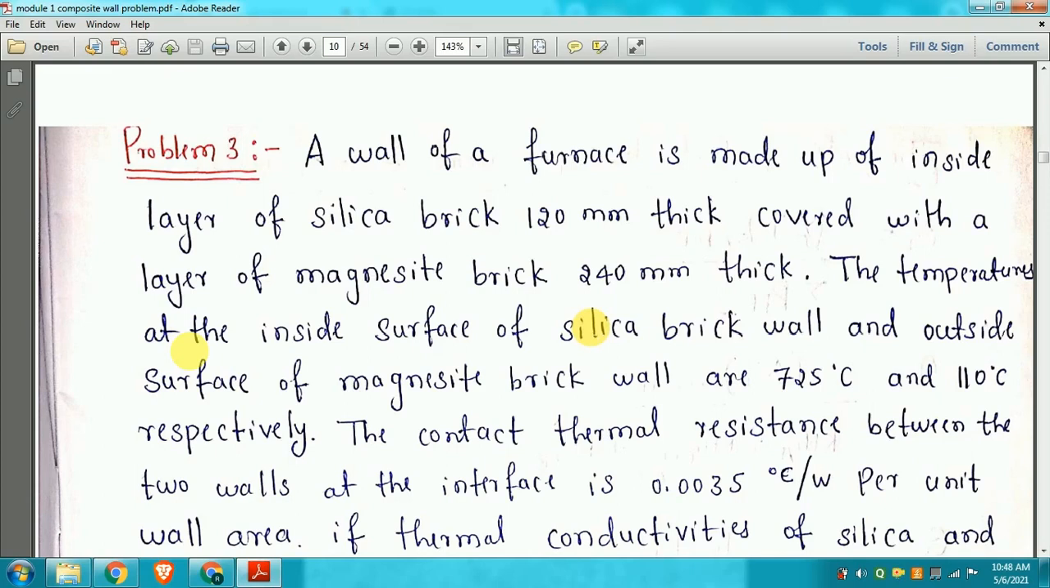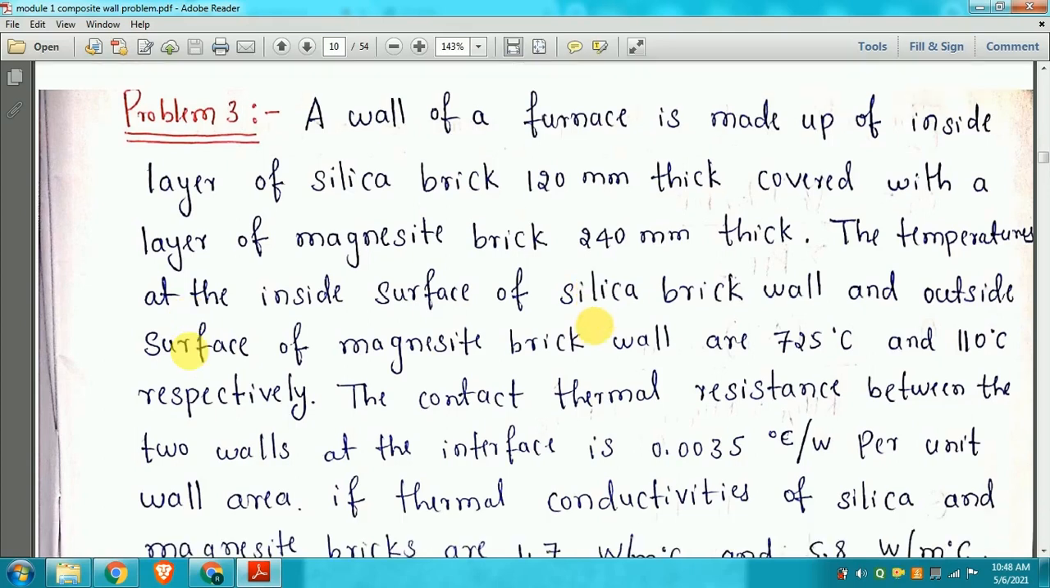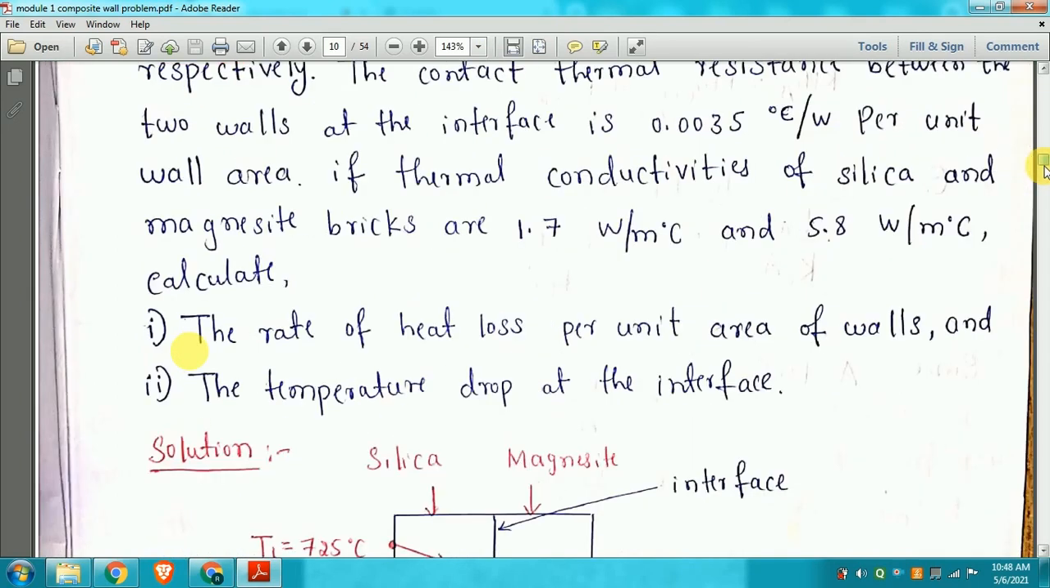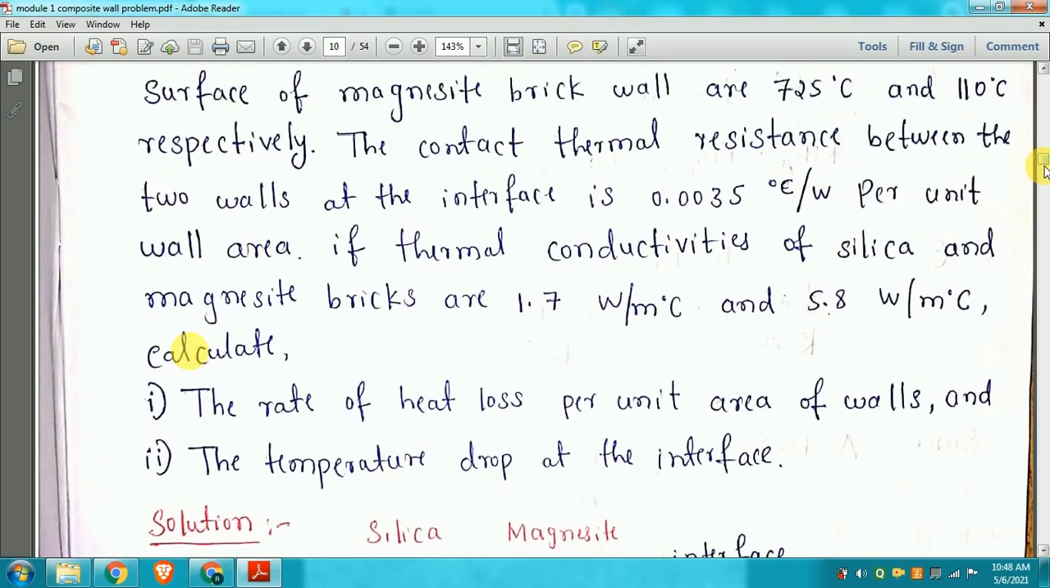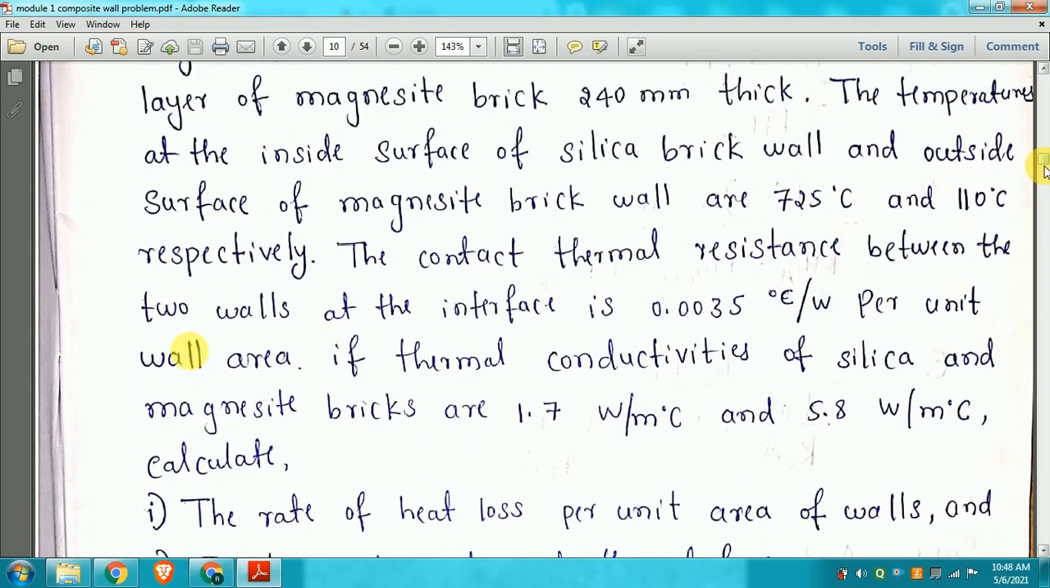Problem statement. You can note it down. Yes, you can note it down. Now you need to try this one. I will give you some hints. First, note down the problem statement.